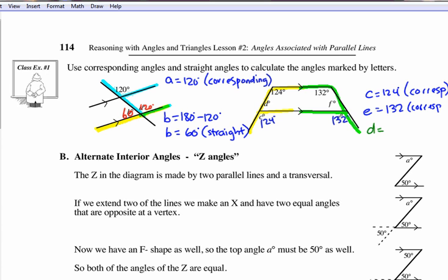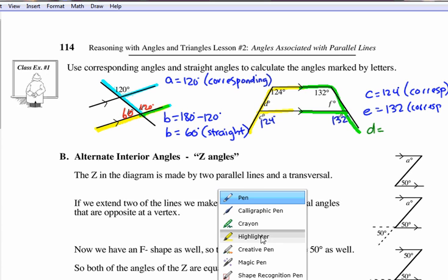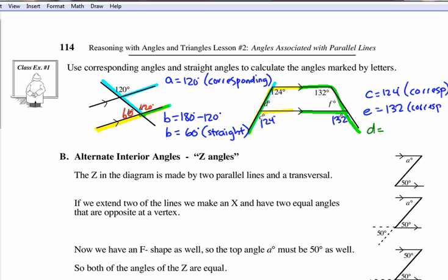How do we get angle D? Again, we have a straight line. So if we know C is 124, D is going to equal 180 minus 124. And what does that give us? That gives us 76 degrees. Nope, 56 degrees. Sorry, 56 degrees. And why is that? The reason is because we just use straight angle properties. So 56.